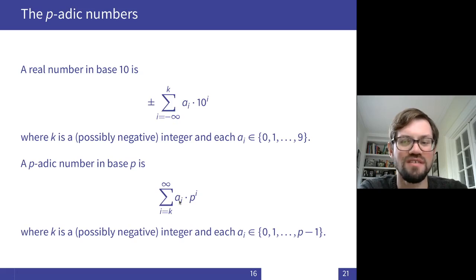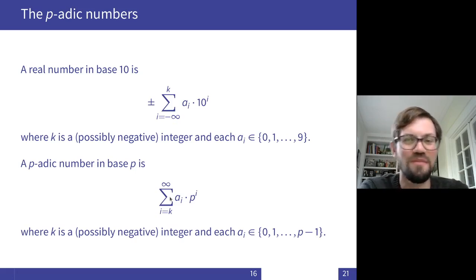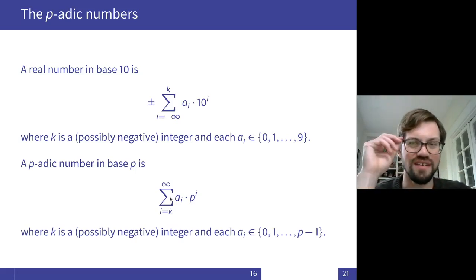Instead of our coefficients being in 1 through 9, they're going to come from 0 to p minus 1, looking at powers of p instead of powers of 10. But more interestingly, instead of being right infinite, like a real number, p-adic numbers are going to be left infinite.